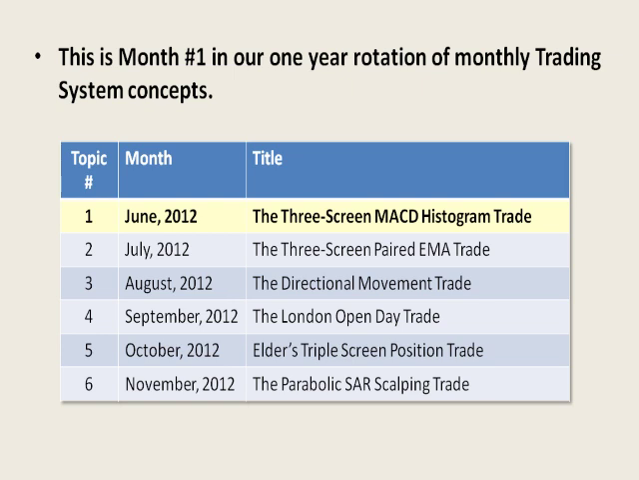In October, we'll talk about Elder's triple screen position trade. Dr. Alexander Elder describes an excellent top-down trading strategy in his book entitled Trading for a Living. In this course, we'll pay homage to Dr. Elder by explaining his strategy in detail, which looks to the weekly chart for a trend-following reading, the daily chart for an oscillator reading, and an intraday chart for buy-sell stops and trailing stops.